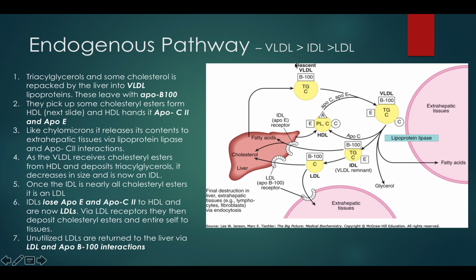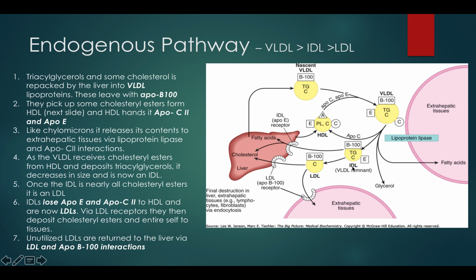I think you guys know that. But this is a nascent VLDL. It has the B100, it has triglycerides and cholesterol. In order for it to be mature, it has to get added the ApoC2 and the ApoE, just like a chylomicron, from the HDL. So those two guys are added onto here. So the C interacts, it loses some of its triglycerides, and then it is an intermediate density lipoprotein.